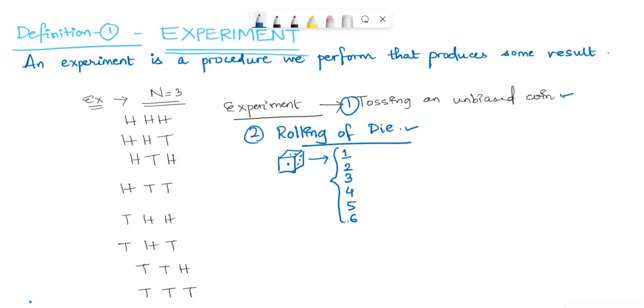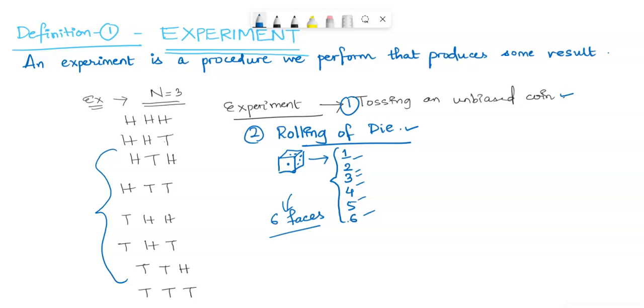With this we can take an example. First is tossing of an unbiased coin, where on the left hand side I have mentioned what is the possible number of outcomes if we toss the coin 3 times. And for the second example, we have considered a rolling of a die, and we are very much familiar that our die is having 6 faces, all indexed from 1, 2, 3, 4, 5, 6. Okay, so this is the experiment.